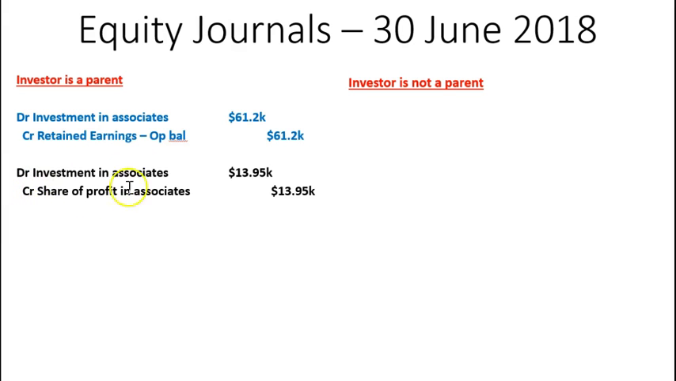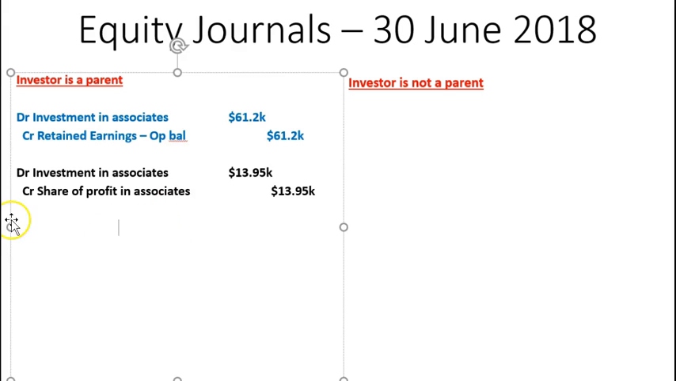And we're also going to recognize our share of that profit in our retained earnings. The reason we credit it to the share of profit in associates is because we just want to split out on the balance sheet how much of the profit is from our associates' operations and how much is from our own operations.